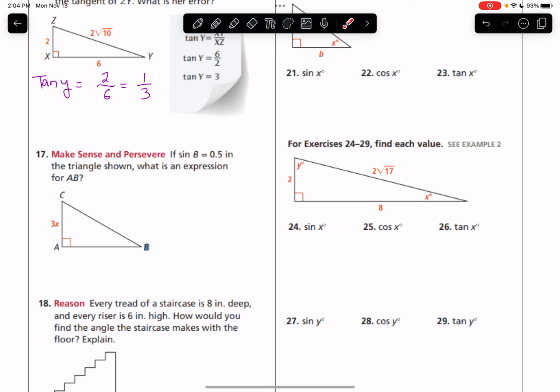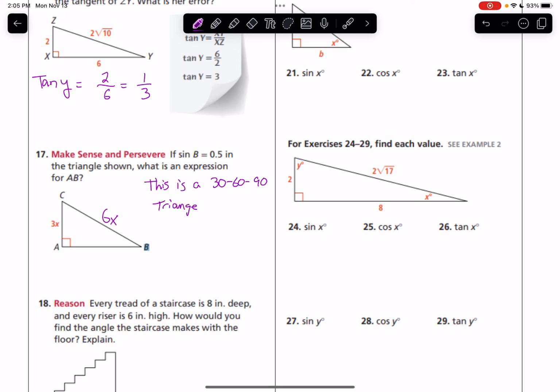Because opposite over hypotenuse has to be 1/2. 3x is half of 6x. So that side has to be 6x in order for opposite over hypotenuse to be equal to 1/2. Well, we know what kind of triangle this is, because any triangle where the hypotenuse is twice the length of the short leg happens to be a 30, 60, 90 triangle. We'll write that.